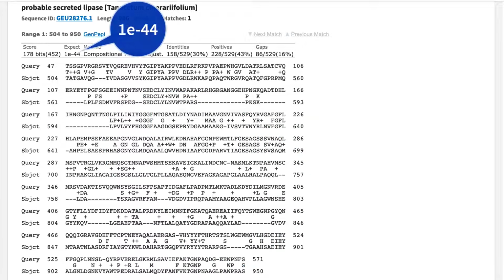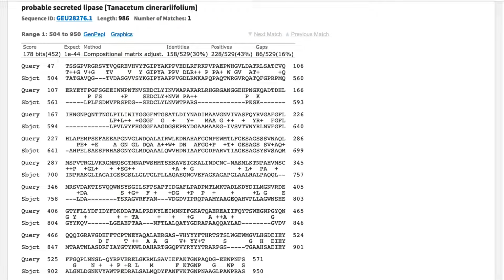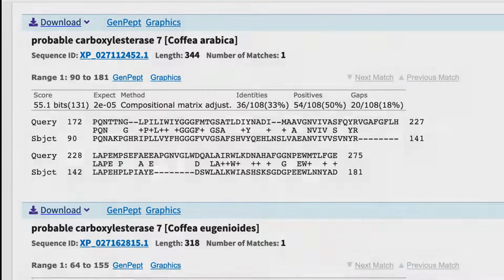Does a low e-value like this prove that the two sequences are homologous? No, BLAST does not measure homology, but you might infer homology from alignments like this. Another common question is, how low an e-value do I need to say that two sequences are related biologically? There is no single answer, in part because e-values depend on query and database lengths.